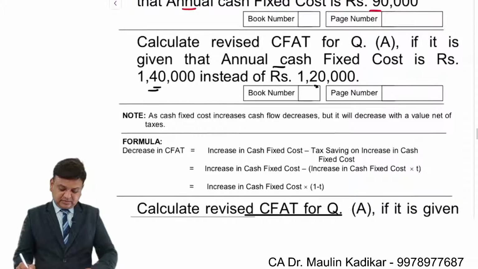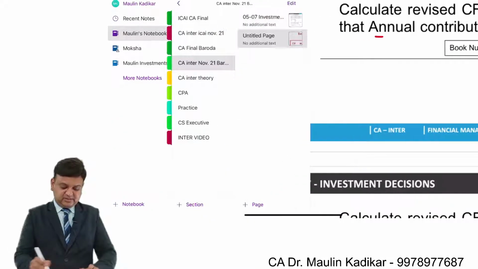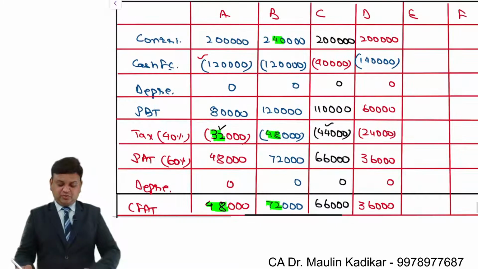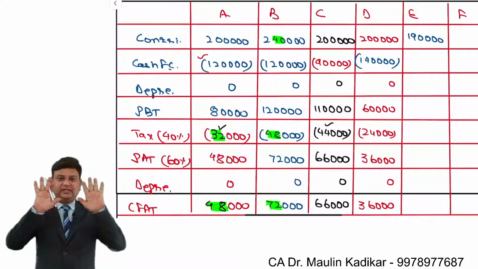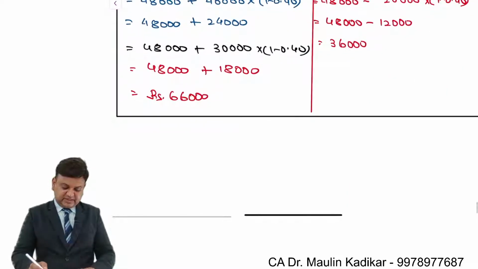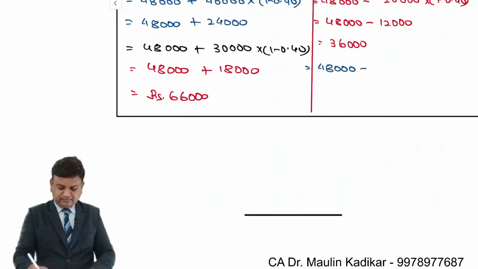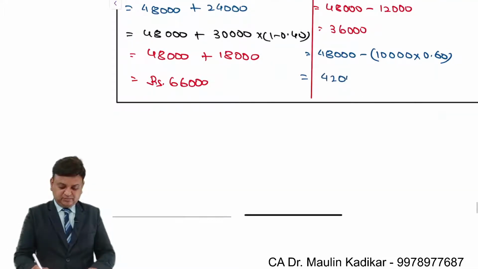Next, the question says that the contribution is 190 instead of 2 lakhs. So there is a reduction in the contribution, yes. So cash flow will reduce, of course. There is a reduction in the contribution by 10,000. So cash flow will reduce by 6,000. So we understand that it is 48,000 minus 10,000 into 0.6. So 6,000 is a reduction. So this will be 42,000.